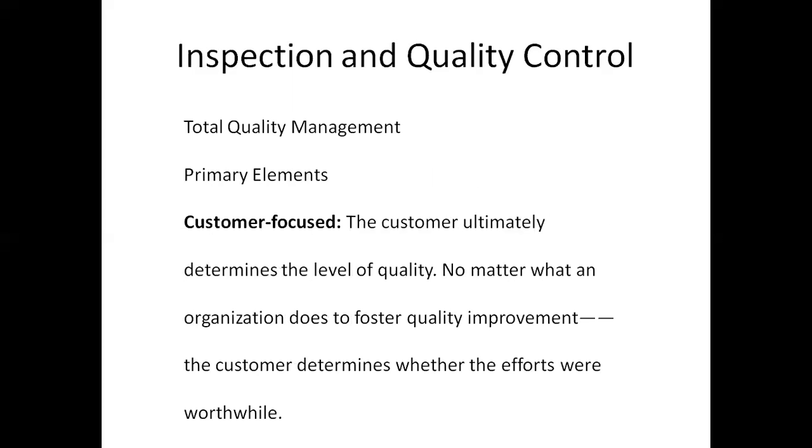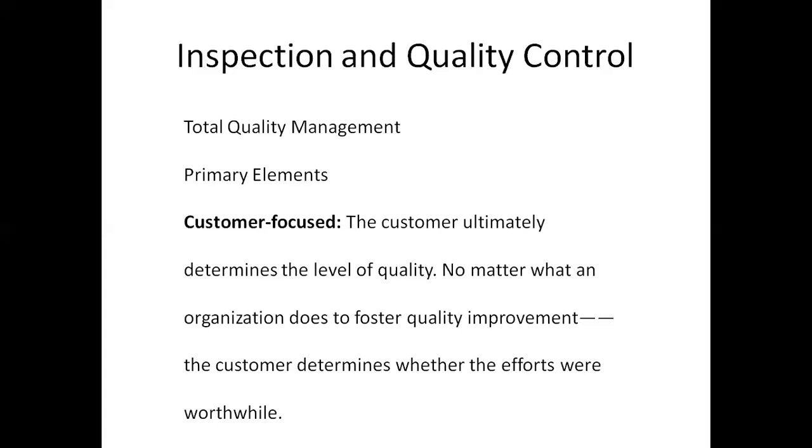Now, total quality management. We have primary elements. The primary element is customer focus. Customer focus means that ultimately it is the customer who determines the level of quality. A particular organization may say many things about its quality improvements, its quality orientation or its quality consciousness, but it is ultimately the customer who judges the quality, because the customer wants something out of every product.